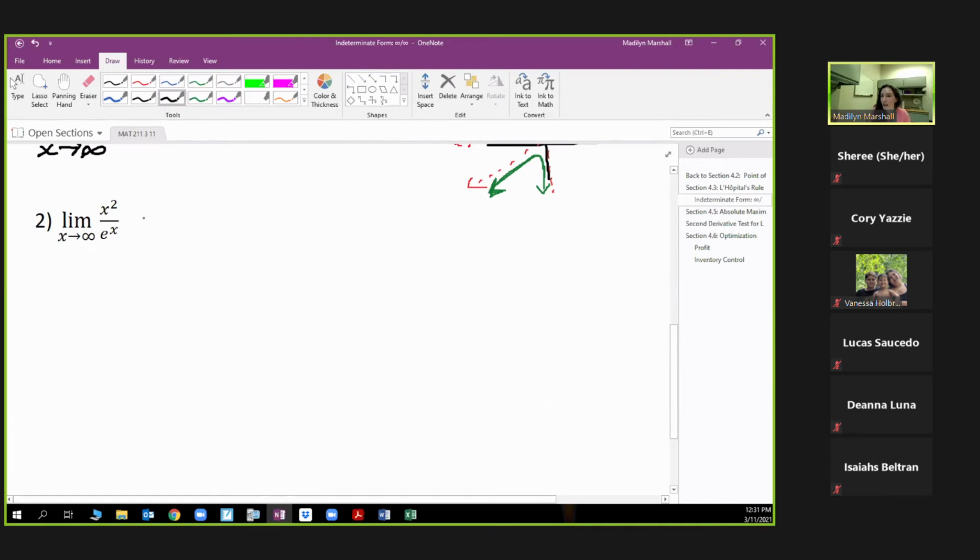So if we just imagine this one, again, what's happening: x squared. I'm just going to plug in infinity just to show what's happening. Infinity squared is definitely going off to infinity. e being raised to some infinity is going to infinity. So both the top and bottom are getting really, really big. So we need L'Hopital.